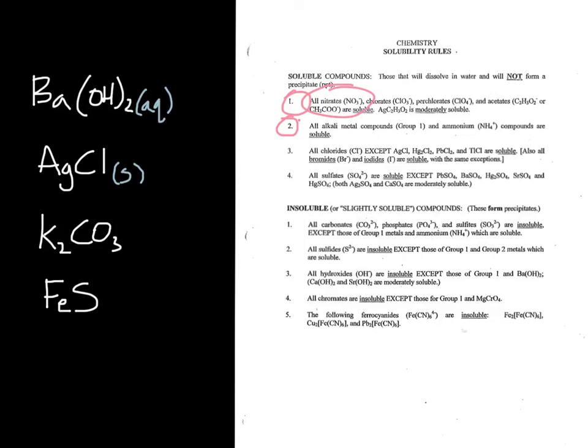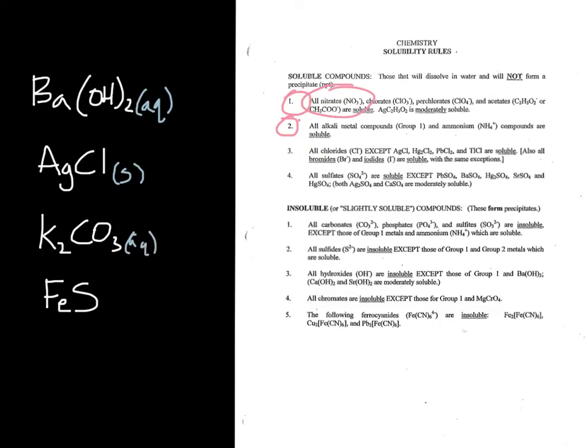Next is potassium carbonate, which has potassium and carbonate. So we can look through the rules, but I want to remind you, rule number 2, all alkali metals are always soluble. That right there is an alkali metal, so we didn't even need to read through the rest of the rules. If there's an alkali metal, it is instantaneously soluble, and so it gets itself an AQ.